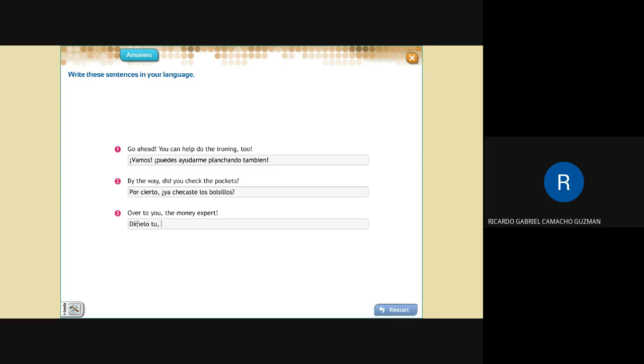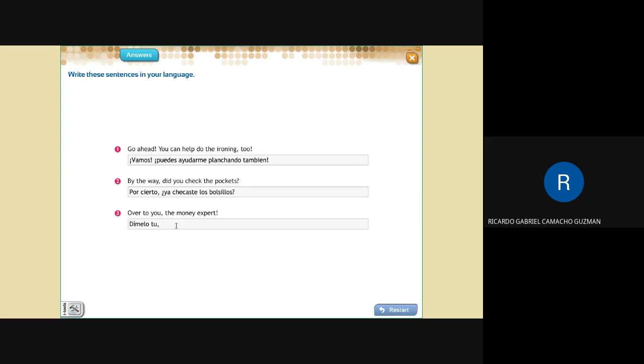¿Cómo traducirías eso? Veré. What? ¿Cómo traducirías eso? De experto en el dinero. Ok. O el experto en dinero. Ok, la experta en dinero en este caso. Dímelo tú, la experta en dinero.